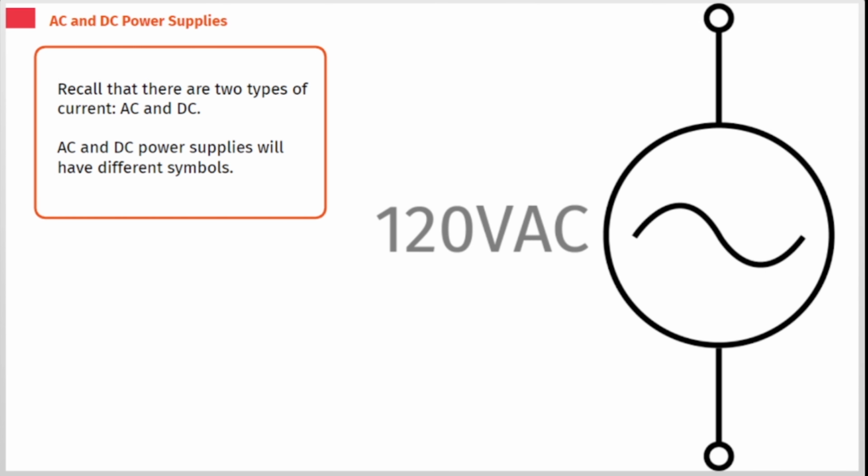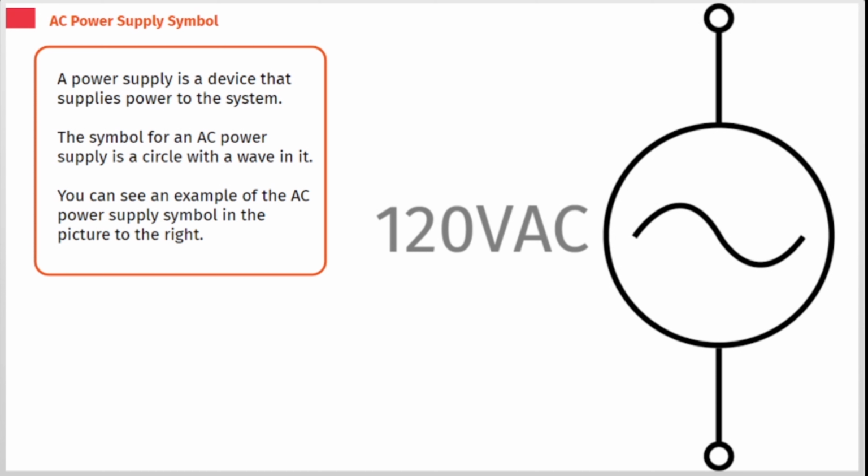Recall that there are two types of current, AC and DC. AC and DC power supplies will have different symbols. A power supply is a device that supplies power to the system. The symbol for an AC power supply is a circle with a wave in it. You can see an example of the AC power supply symbol in the picture to the right.